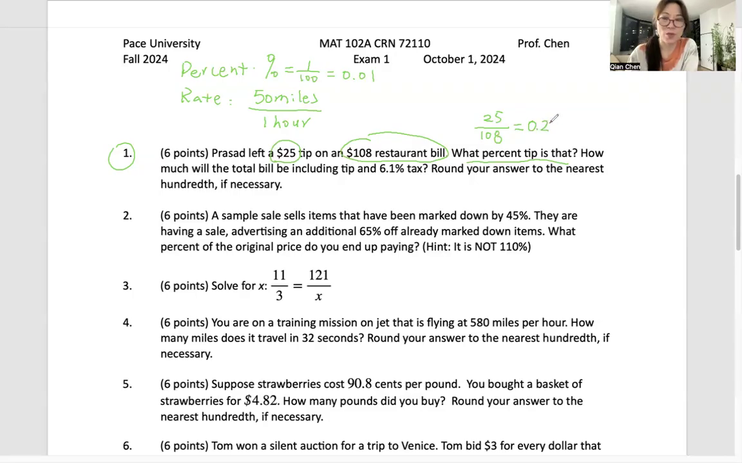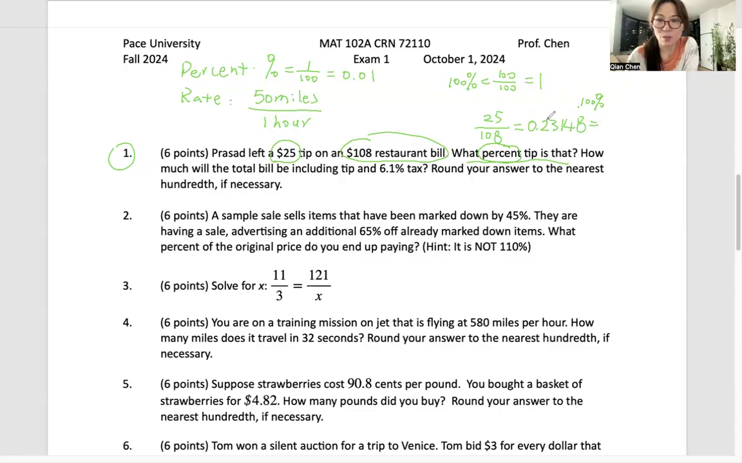Now I get 0.23148. So I'm going to keep five decimal places. Now I want to convert this into a percentage because they're asking me what percent. How do I convert into a percentage? Remember, I multiply by 100% because 100% is 1. 100% means 100 divided by 100, and something divided by itself means 1. I can always multiply a number by 1.